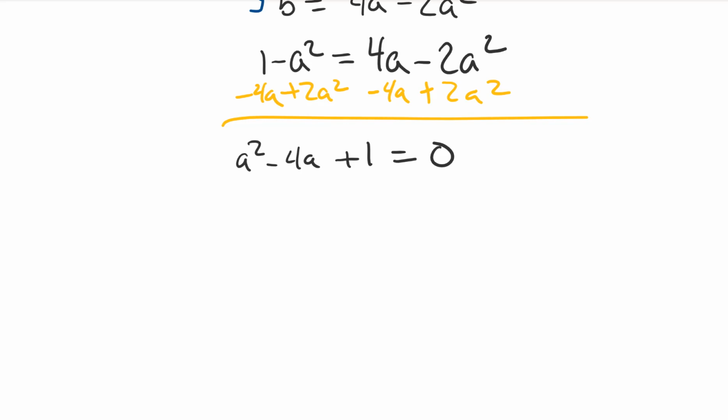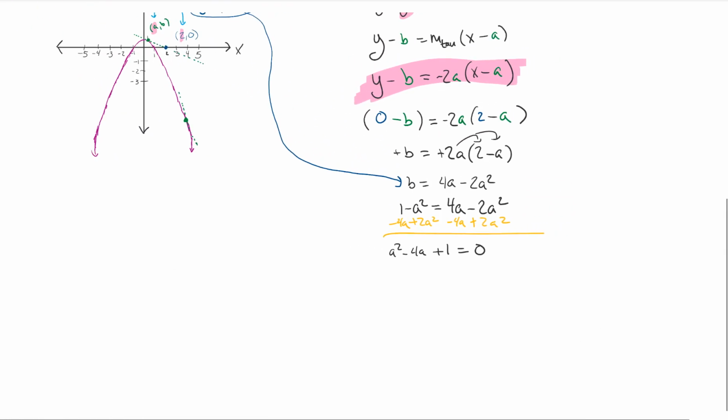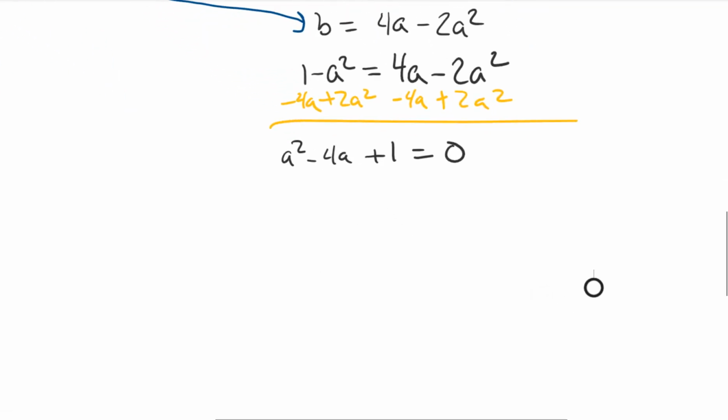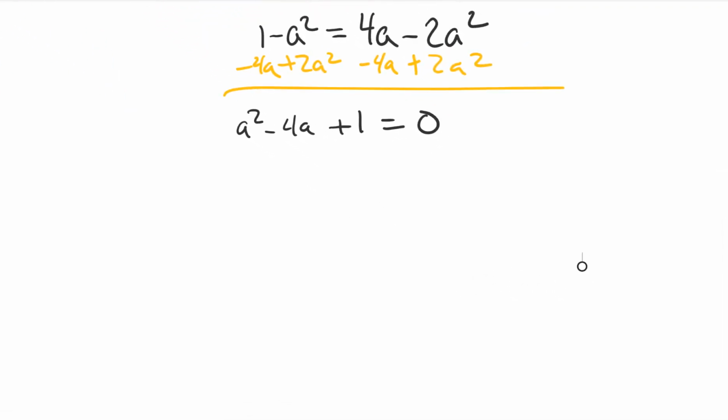Now this is going to be the x values. It's saying that you're going to get two different x values that are going to make this true. Yeah, we already know that. There's going to be two different a values, and two different b values. So we're going to go and solve this.